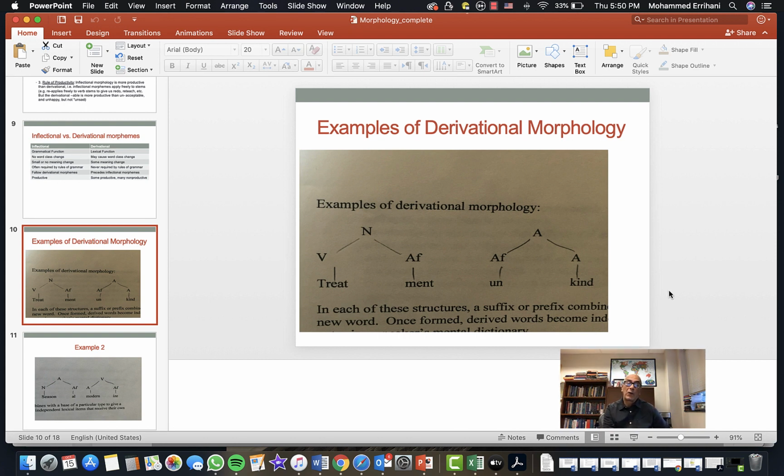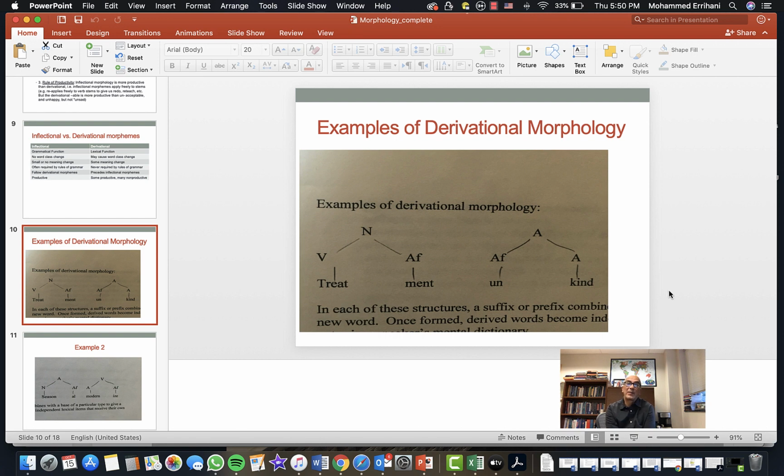Now the question is, what kind of morpheme is ment? Is it a free morpheme or a bound morpheme? Obviously it's a bound morpheme because it cannot stand by itself. So if it's a bound morpheme, what kind of bound morpheme is it? Is it inflectional or derivational? If it's inflectional, it means it doesn't really change the meaning or the grammatical category.